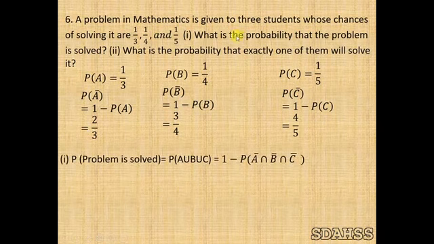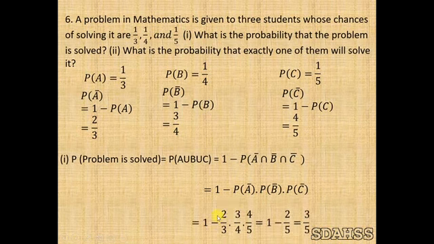Subdivision 1. We want to find the probability that the problem is solved. Problem is solved, we can write P of A union B union C. So this can be written as 1 minus P of A bar intersection B bar intersection C bar, which is equal to 1 minus P of A bar into P of B bar into P of C bar. That is equal to 1 minus 2 by 3 into 3 by 4 into 4 by 5. So on simplification you will get 2 by 5. 3 cancel, 4 cancel, so 2 by 5. 1 minus 2 by 5 is 3 by 5.